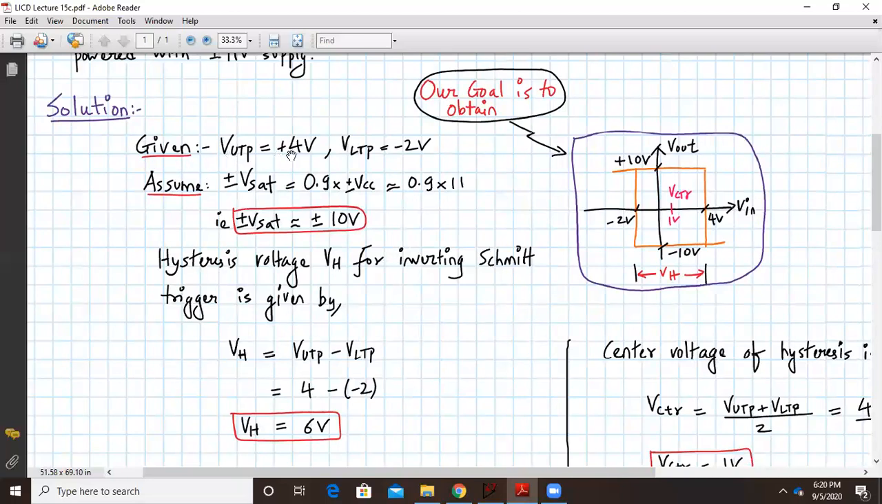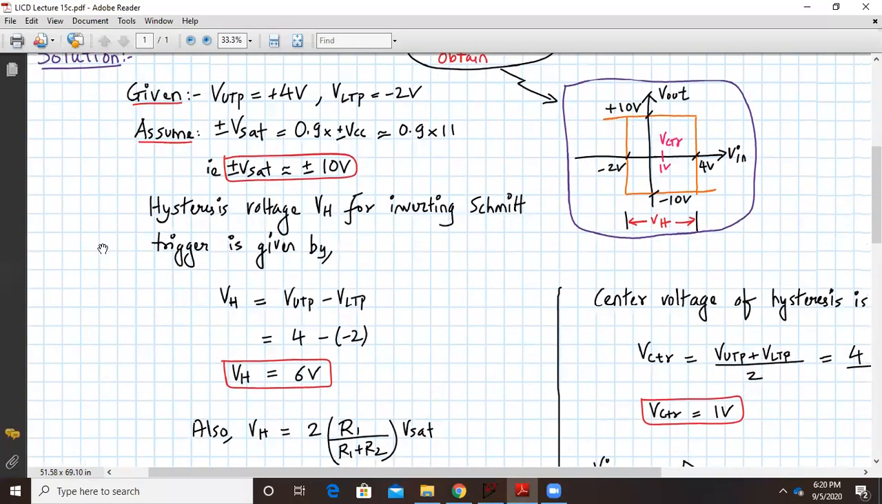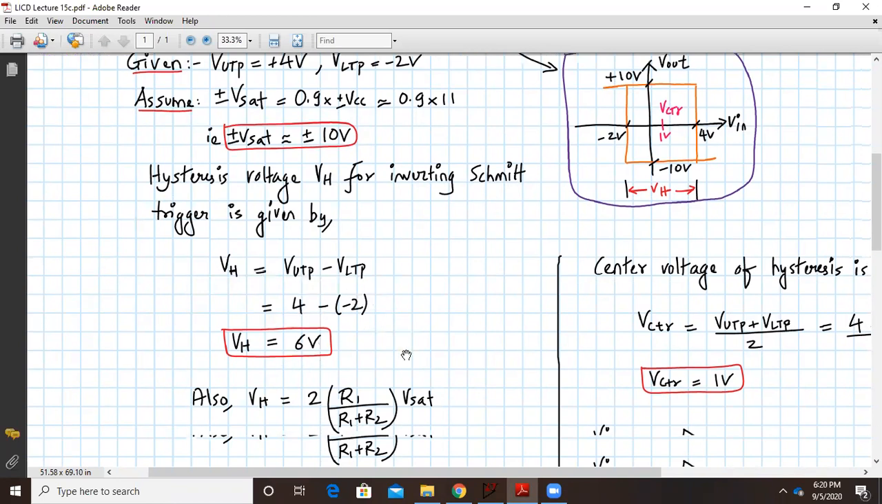So the given is VUTP is plus 4, VLTP is minus 2, VCC is plus or minus 11. So plus or minus VSAT will be around 90% of VCC, so that will be around plus or minus 10. The hysteresis voltage of an inverting Schmitt trigger is given by the formula VH equals VUTP minus VLTP. So that will be 4 minus minus 2, which comes out to be 6.